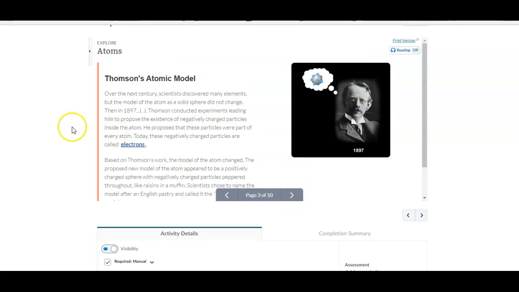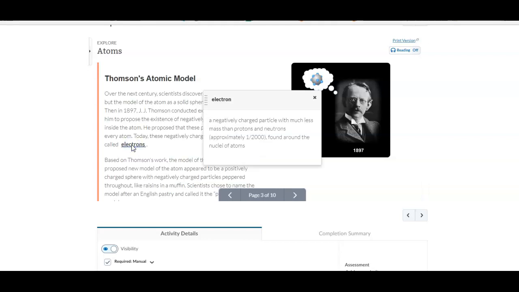All right, moving on, we're talking about Thomson's atomic model. Over the next century, scientists discovered many elements, but the model of the atom as a solid sphere did not change. Then, in 1897, J.J. Thomson conducted experiments leading him to propose the existence of negatively charged particles inside the atom. He proposed that these particles are part of every atom. Today, these negatively charged particles are called electrons.